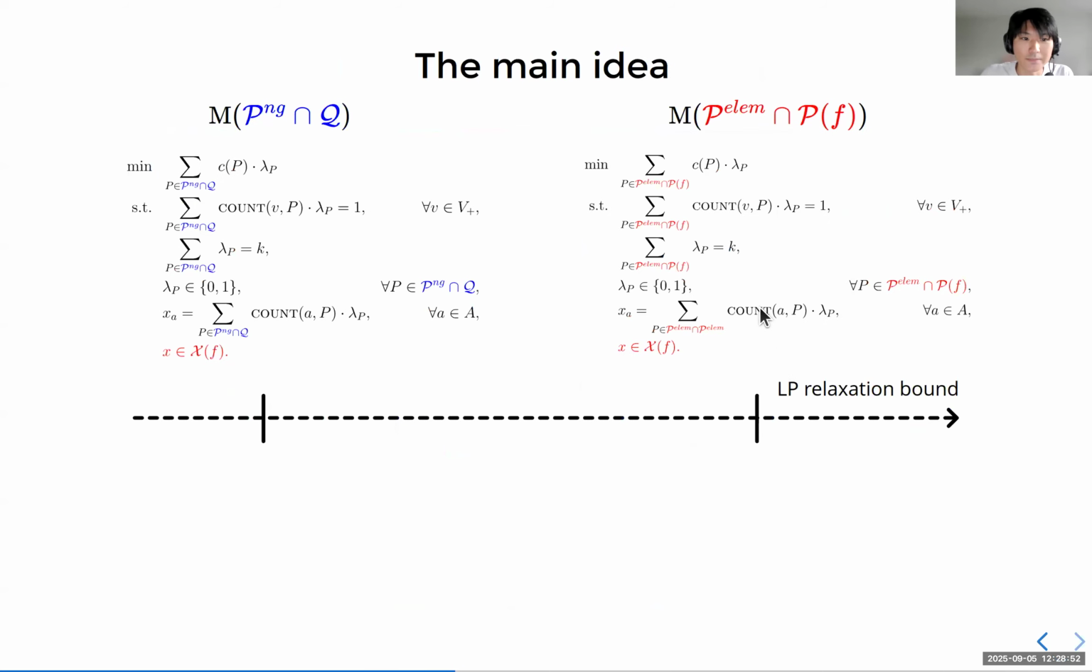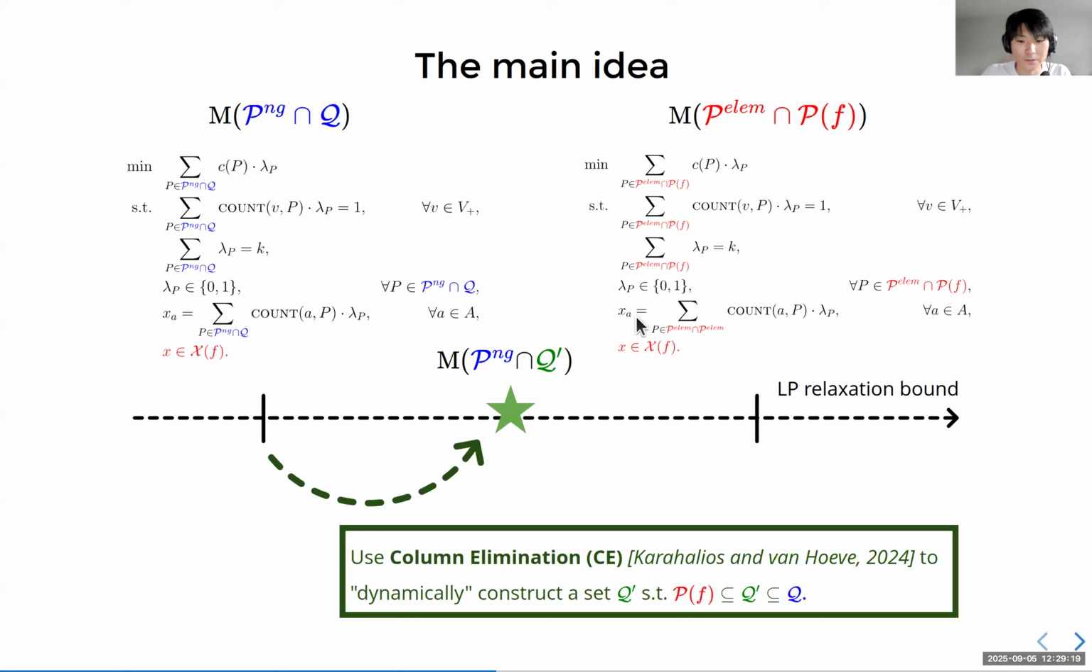Okay, so what is the main idea of our work? On one hand, we have this master formulation defined over this set, which is a relaxation of this set here. But what I really want is to have the bound with this formulation here, but the problem is that pricing over this set is too hard for me to do. So the idea then is to apply column elimination to get somewhere in between. So I get some Q prime that is in between the red and the blue one. And maybe this allows me to get better bounds without making pricing too hard.